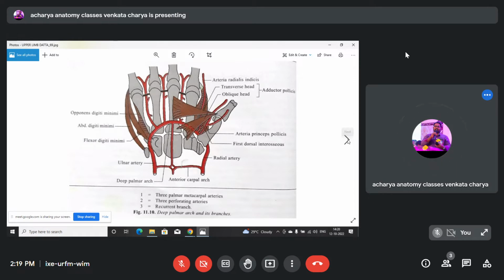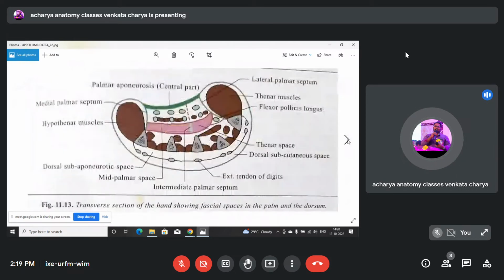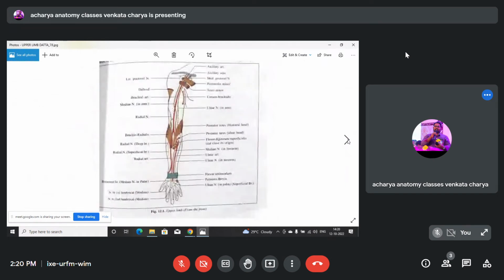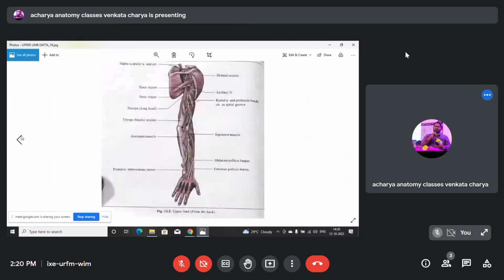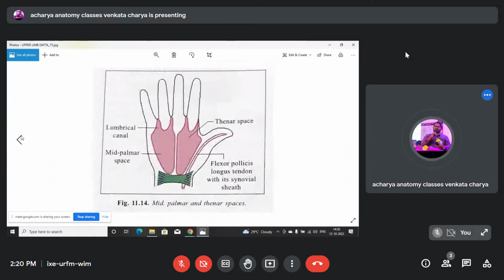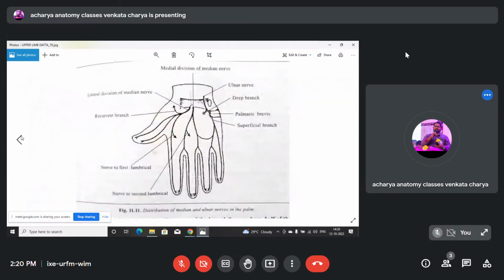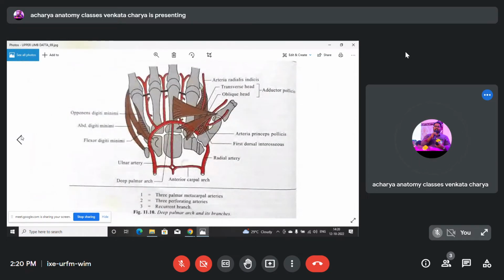This posterior carpal arch gives three dorsal metacarpal arteries. Dorsal means back side. Dorsal metacarpal artery.